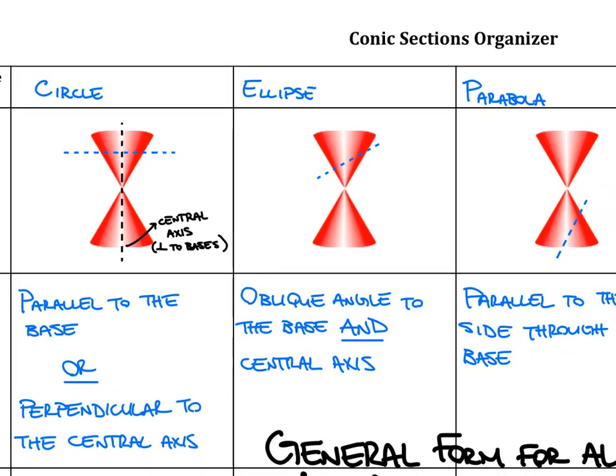If we have an oblique angle, so something that's not parallel to it, something that's not perpendicular to it, slanted, cuts through both sides of one of the cones. If we have an oblique angle to the base and the central axis, then we end up with an ellipse.